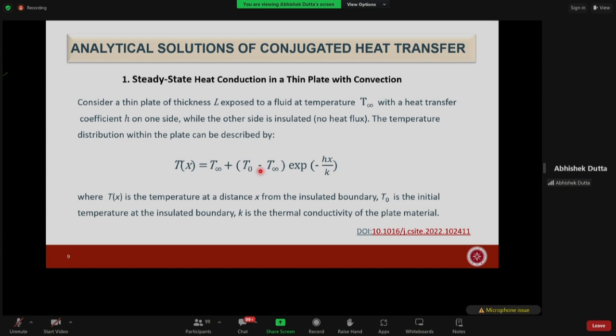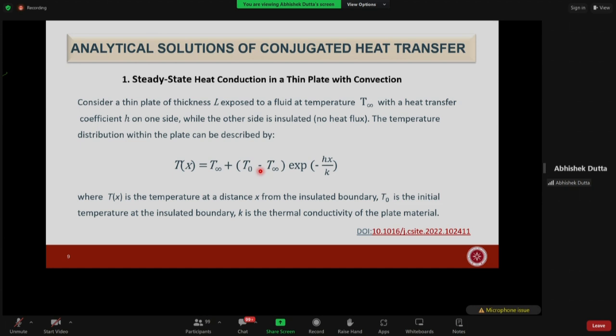This equation represents the temperature distribution within the thin plate with convection, and it shows how the temperature varies with distance from the surface onto the plate, taking into account both the conduction within the plate and the convection at the surface of the plate. Okay, so this is a good analytical solution that I can share with you.